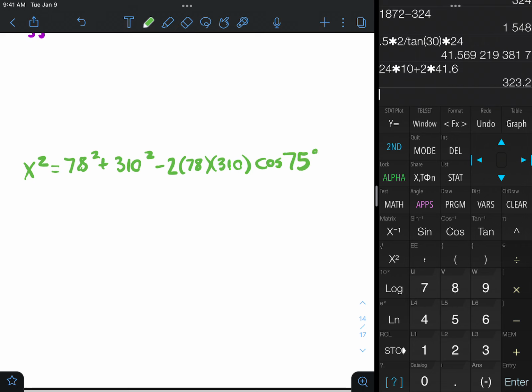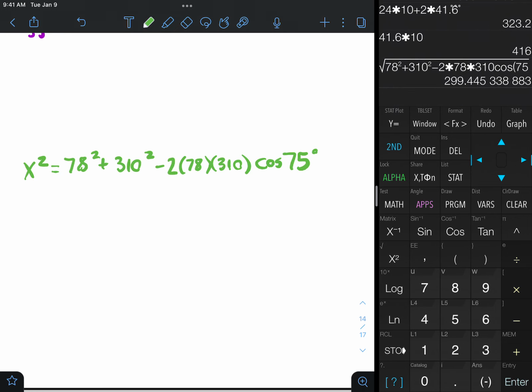My notes, I can't really read it, so I'm going to go ahead and type it in here. Since you're going to square root both sides eventually, I'm just going to square root the whole thing in the calculator, just let it all do the work for me. And then I don't have to worry about rounding off too much. 78 times 310, and cosine of 75. Double check, make sure. I think that looks good there. 299, and yep, that is what my notes say here.